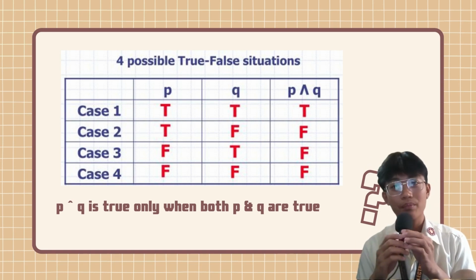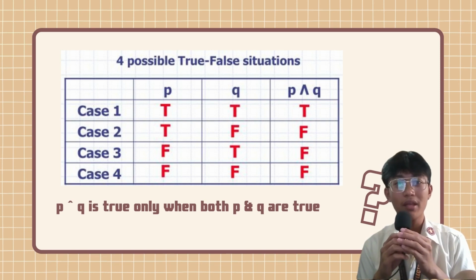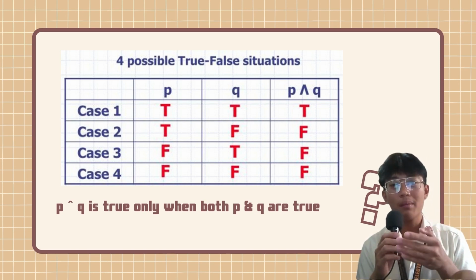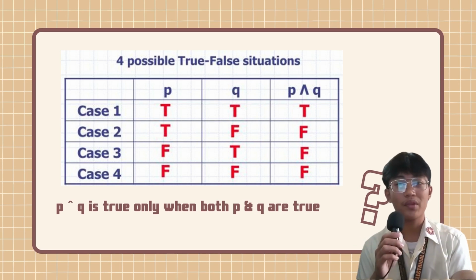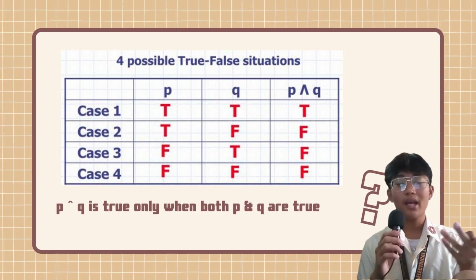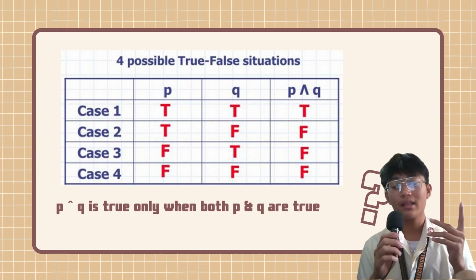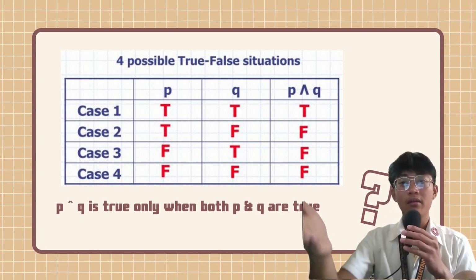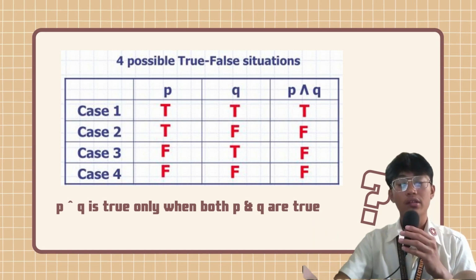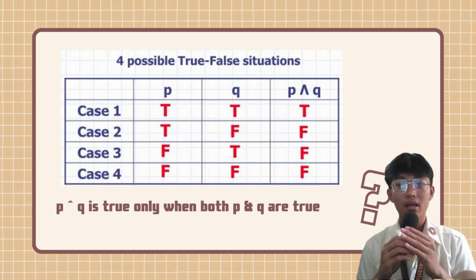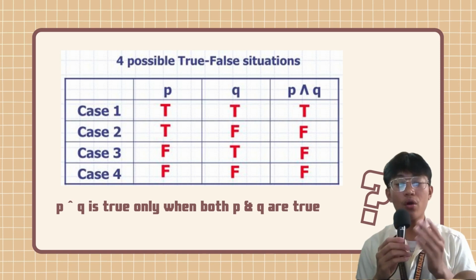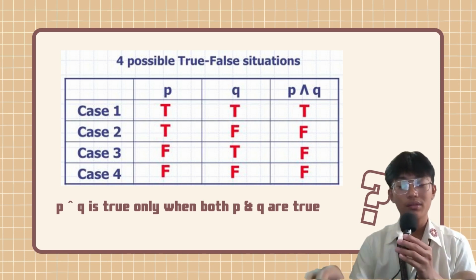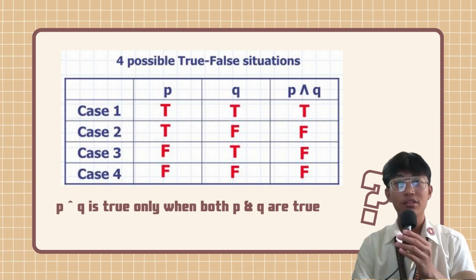So, sa case 3, meron pa rin siyang false sa isang statement which is sa P naman. Kaya P and Q ay magiging false sa case 3. Sa case 4 naman, pareho silang false. So, wala man lang kahit isang true doon, kaya magiging false yung P and Q sa case 4, kasi P and Q is true only when both P and Q are true. So, tingnan naman natin sa disjunction.